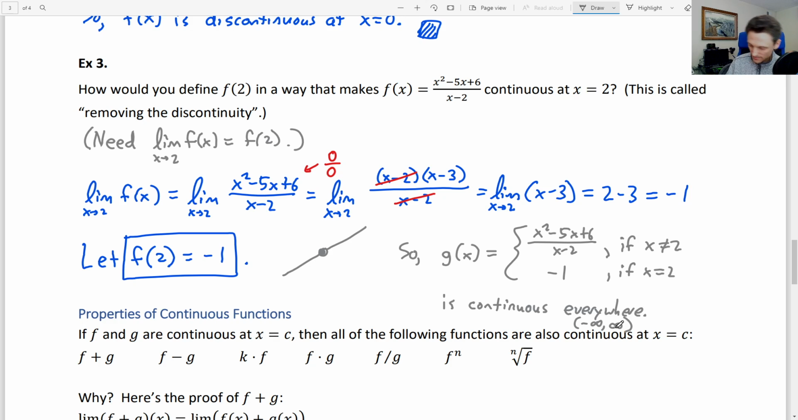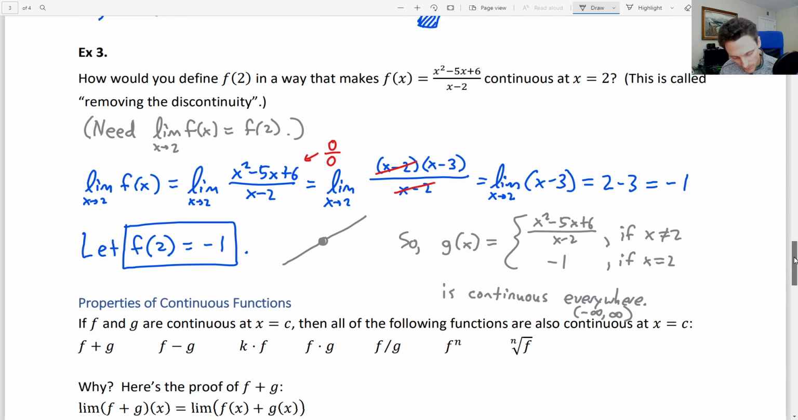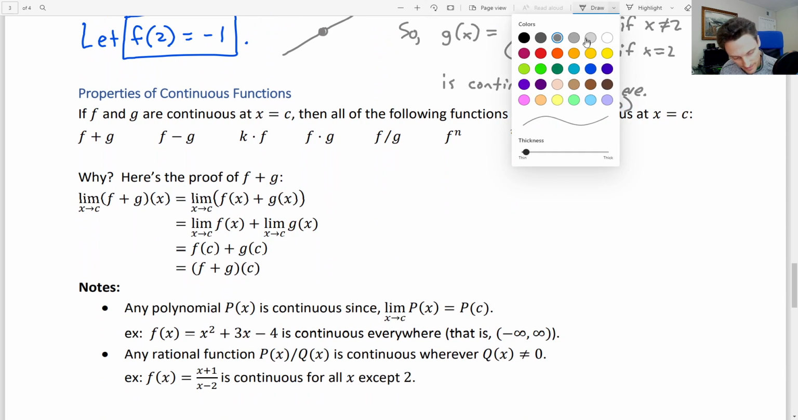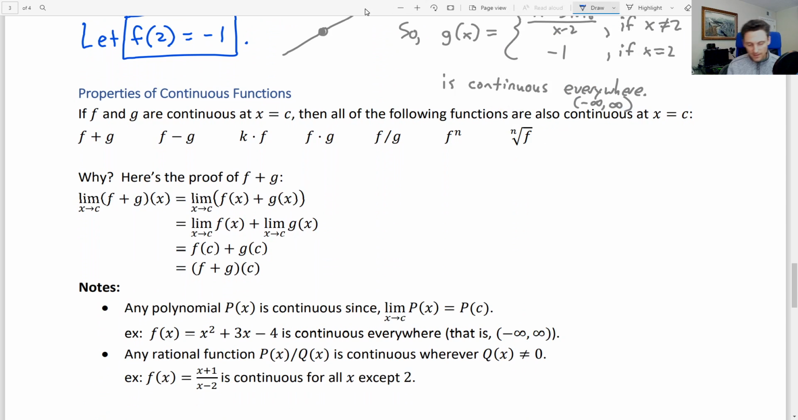All right. Let's move on to properties of continuous functions. These ones are pretty straightforward. They're kind of like the limit properties.